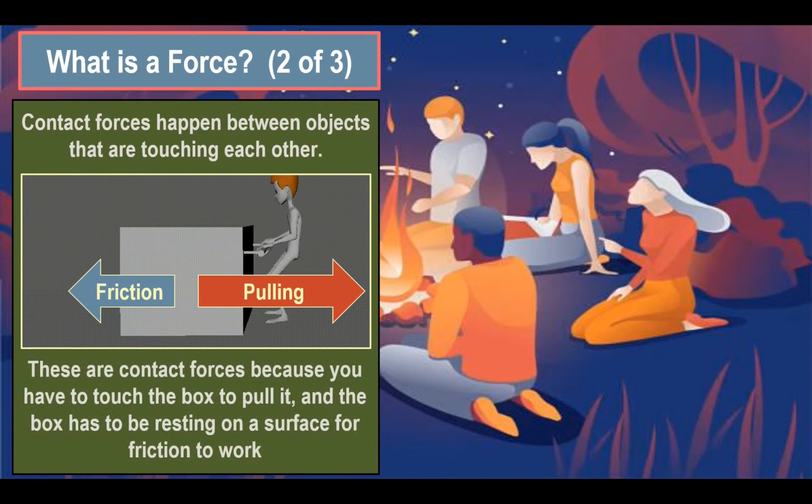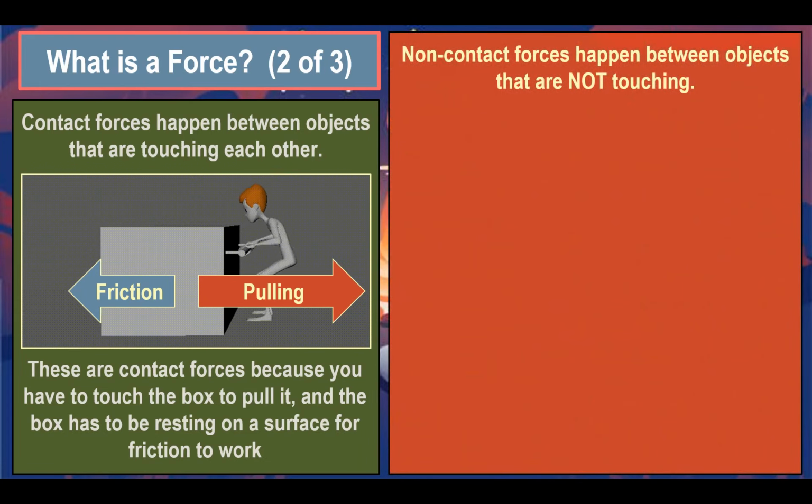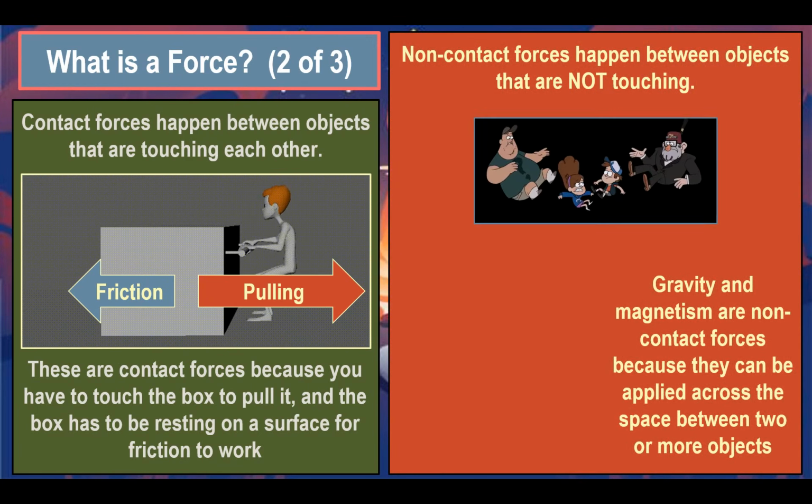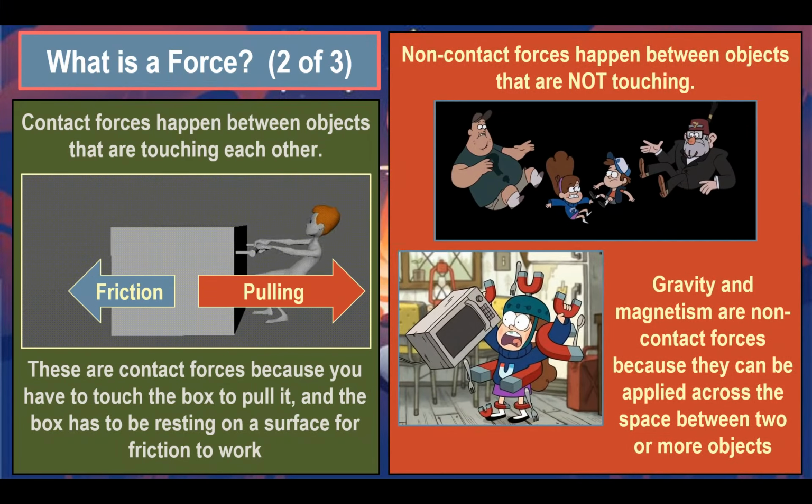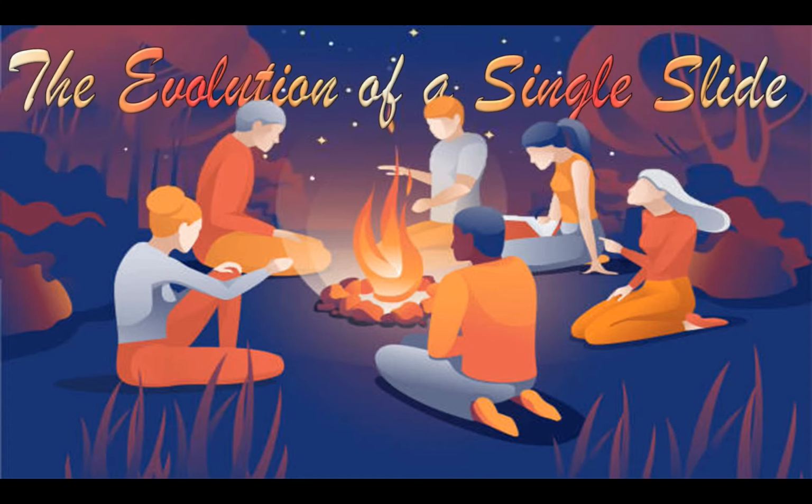Contact forces because they have to touch. Now, I haven't talked about vectors yet, but there is a bit of information here about which force is stronger and which direction the object is going to be moving in. Non-contact forces are forces that happen between objects that are not touching, like gravity or magnetism. So I just laid out the story of this slide by using the animations.